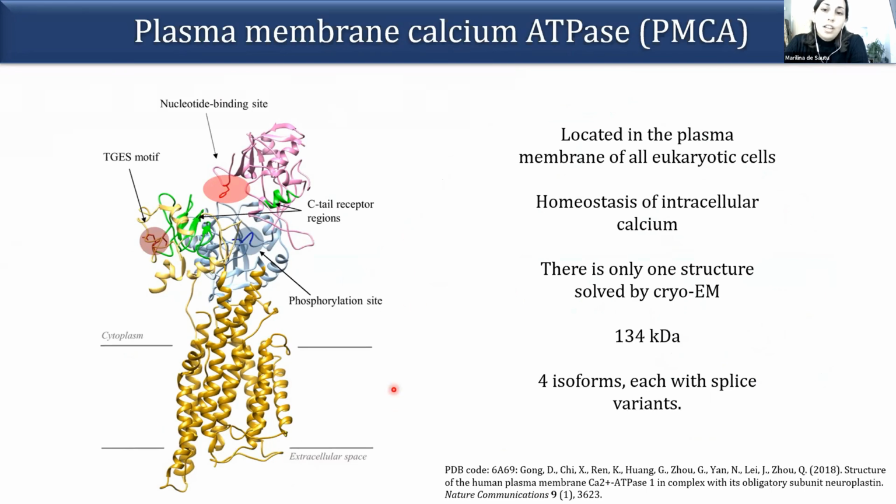The only structure known up to date is in absence of calcium and was solved by cryo-EM. This structure is similar to other P-ATPases. It has 10 transmembrane segments and 3 cytoplasmic domains: the phosphorylation domain, the nucleotide binding domain, and the actuator domain. Unfortunately, the regulatory parts of the protein that are different from other P-ATPases were not solved in the structure, and they are the C-terminal autoinhibitory domain and the acidic phospholipid binding domain.